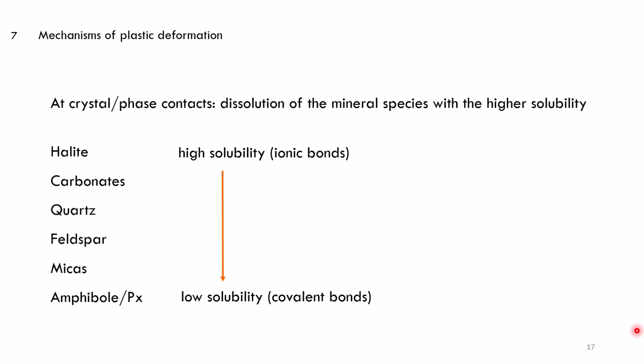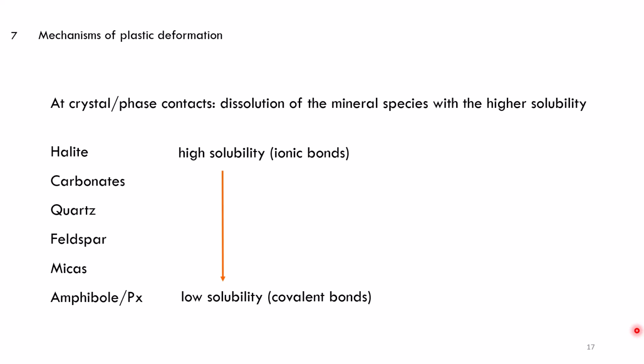In nature, we observe that different mineral phases have different solubility. We particularly observe high solubility in minerals with ionic bonds, such as the salt minerals. Halite, for instance, has a very high solubility. Even at very low temperatures, it will dissolve in groundwater. Carbonate, similarly, is highly soluble at low temperature conditions.